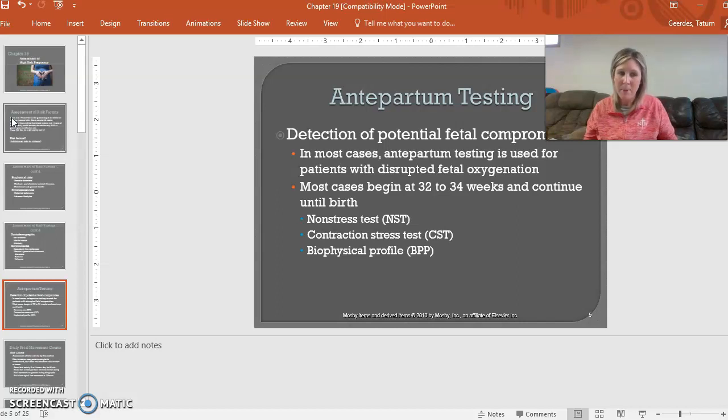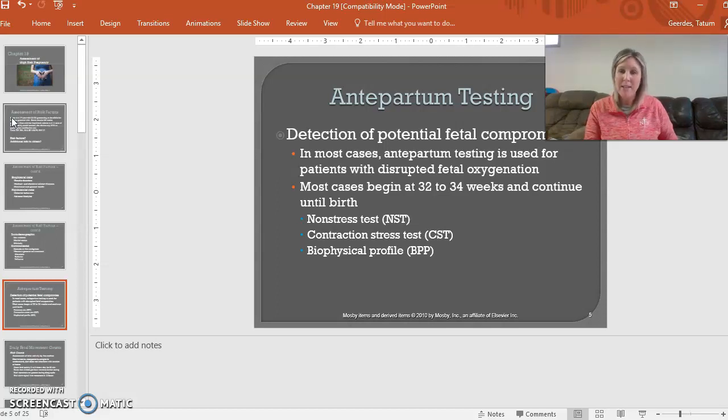Let's move on and talk about antepartum testing. So the role of antepartum testing is to detect any potential fetal compromise. So what we want to do is detect this before really harm does occur to the developing fetus. So in most cases, we worry about a disruption in fetal oxygenation that could lead to asphyxia over time. Most cases begin at 32 to 34 weeks gestation and continue until birth.